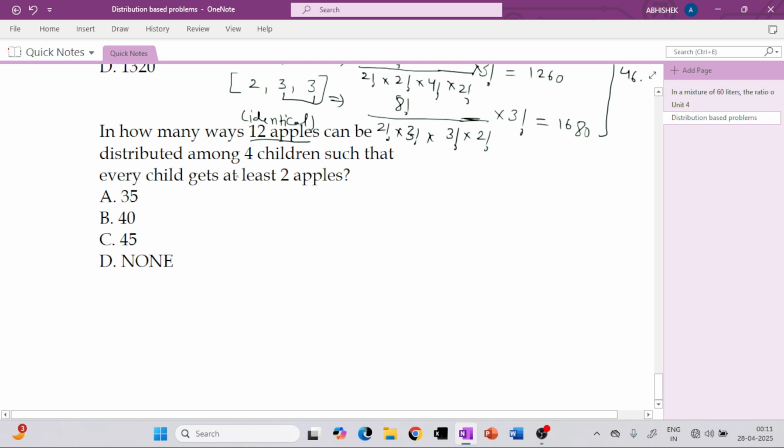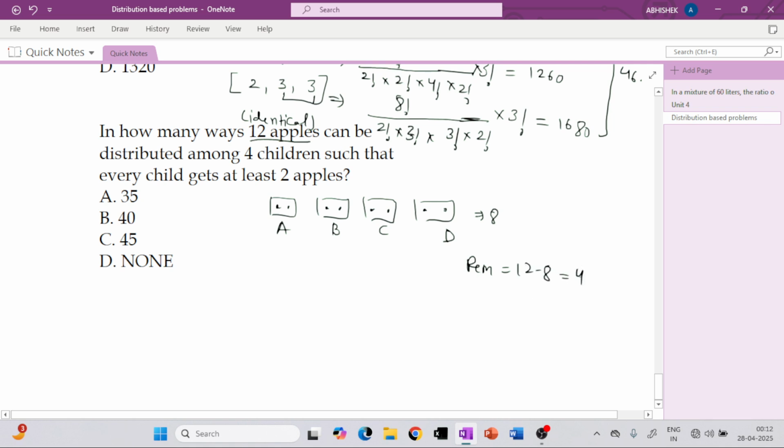Each child will get at least 2 apples. So first we will distribute 2 apples to all the 4 children: 2 apples, 2 apples, 2 apples and 2 apples. Suppose the names of the children are A, B, C, and D. After giving these two apples, each one has at least two apples. Total apples given will be 8. Now the remaining will be 12 minus 8, that is 4.